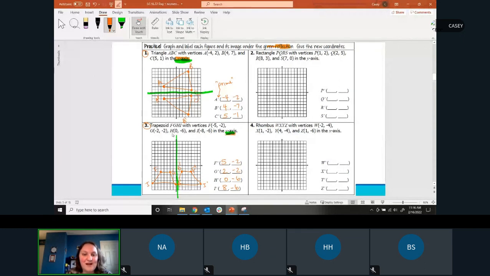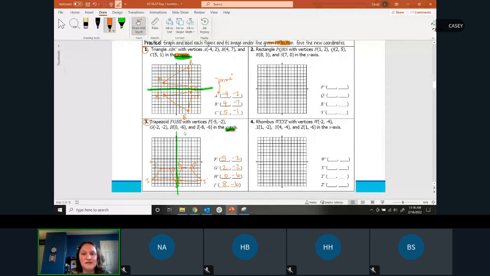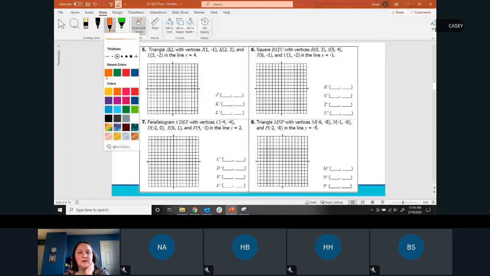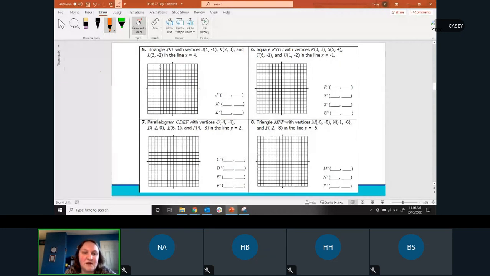Okay, let's see what happens if the line of reflection is not the x or the y-axis. What if it's just a vertical or a horizontal line? Well, we're still going to graph those points that they give us. So I'm going to start there so we know what we're working with. Let's see, so I'm on number 5. J is at 1, -1.